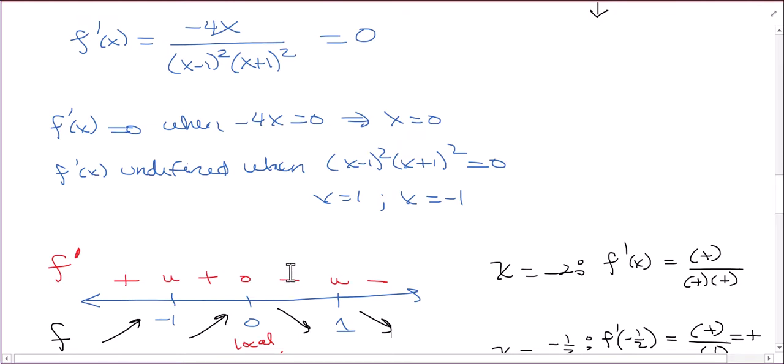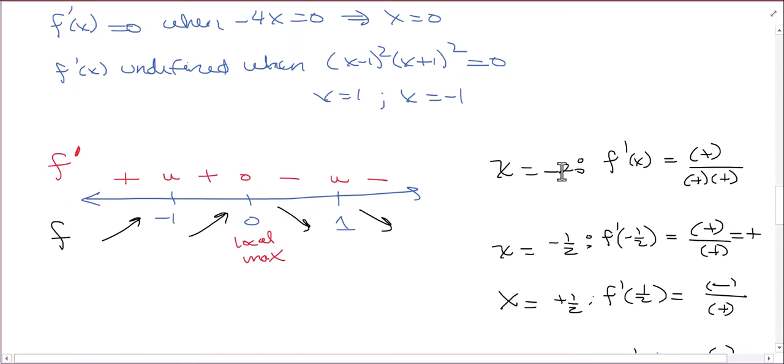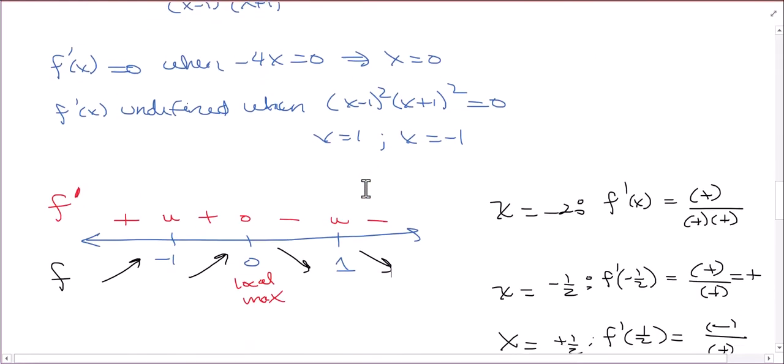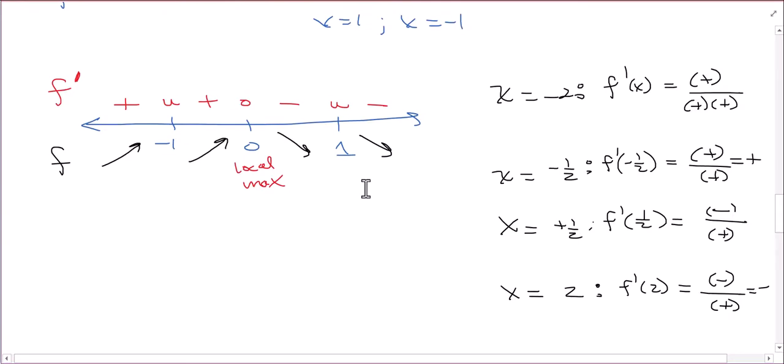And then now we have a negative and I'm going to go across 1. 1 came from this term, x minus 1 squared, which has an even power, so my sign is going to stay the same as I go across 1. So that is a nice shortcut, because then I only have to do one test point and then just look at the powers of the terms that gave me my critical numbers. And we're done with the increasing, decreasing part.